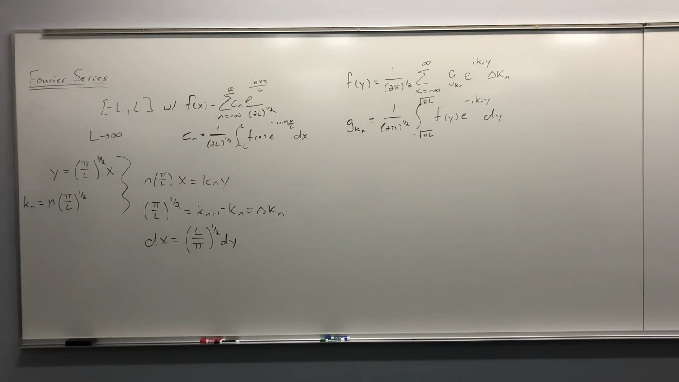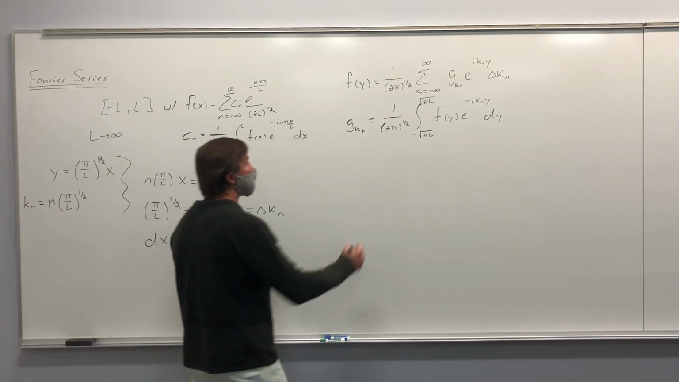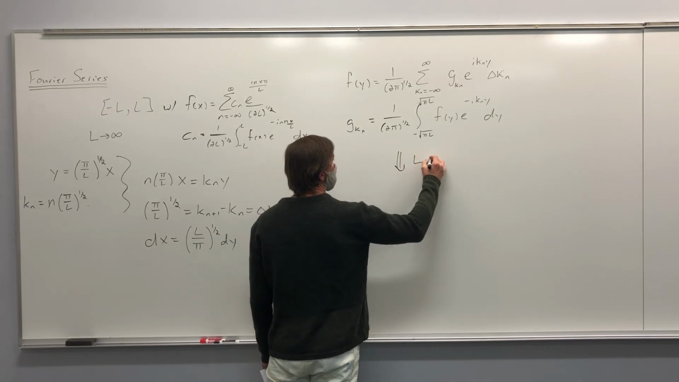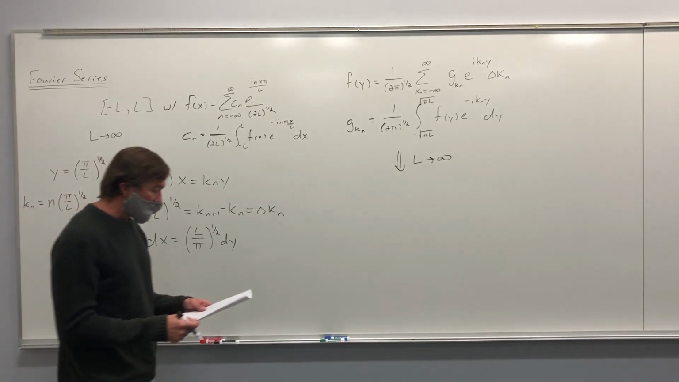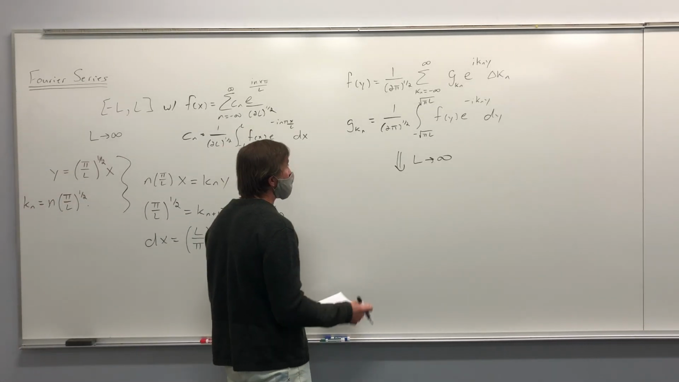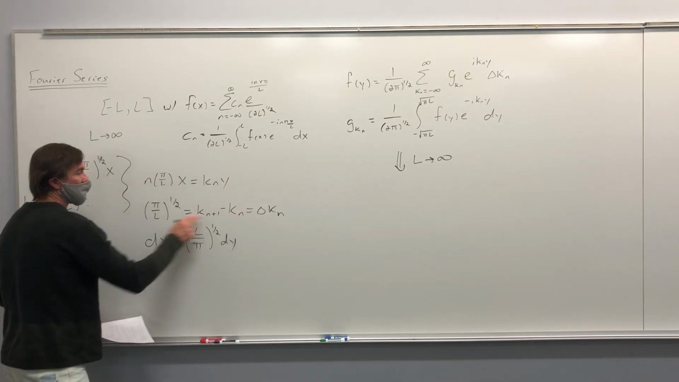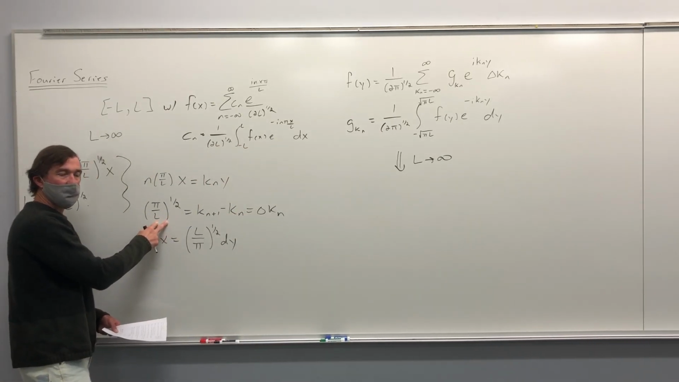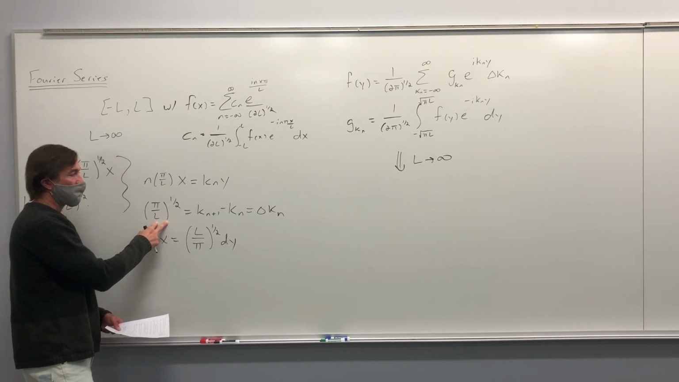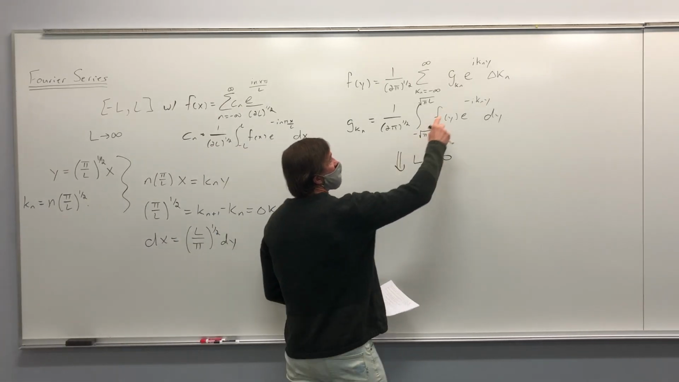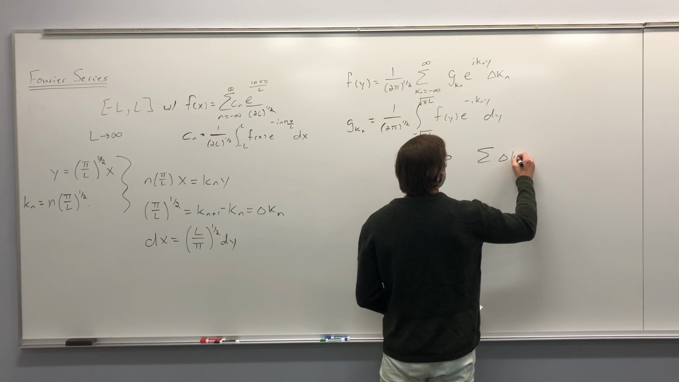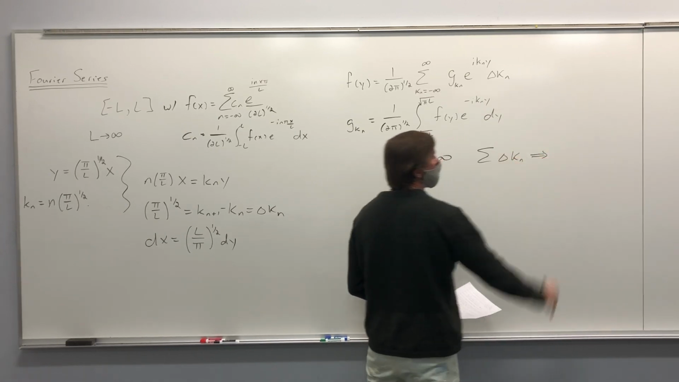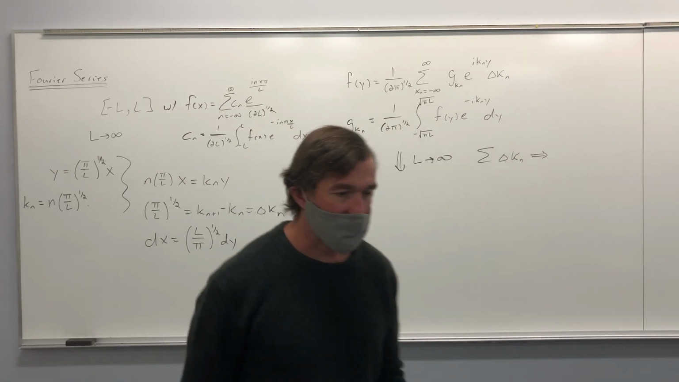Everybody on board? So now we're in the time and place to take L goes to infinity. Most importantly, if we take L goes to infinity, these steps delta K are going to become vanishingly small. We were summing over the delta K's. So in this limit, the sum over delta Kn becomes what?